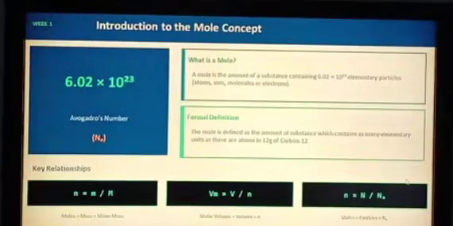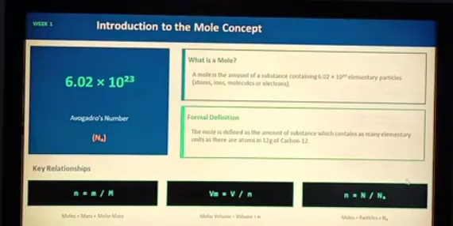here is introduction to the mole concept. We're looking at what is a mole. Here we said a mole is the amount of a substance containing 6.02 times 10 to the power of 23 elementary particles. And what are the elementary particles? We have atoms, ions, molecules, and electrons.